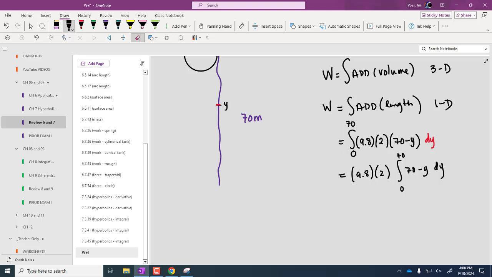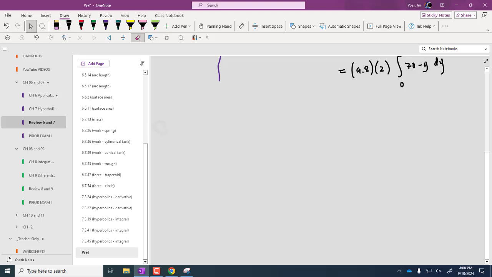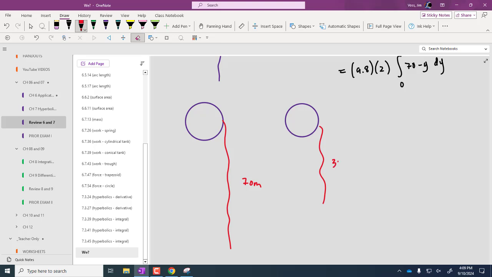Okay. What if we only wanted to wind up half this cable? What are we going to do? 0 to 35. So if we only want to wind it up halfway, we have a couple of choices. Let's suppose we've got this 70-meter cable, and we want to wind it just halfway. So we're going to wind it so that it ends up being like that. So 35 goes up, 35 doesn't. So Austin said integrate from 0 to 35.